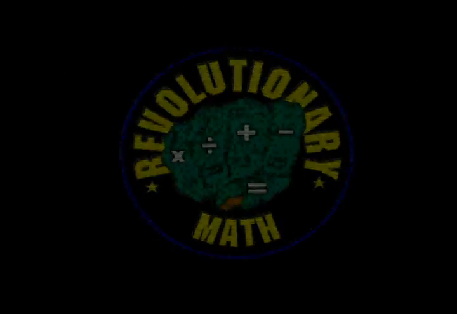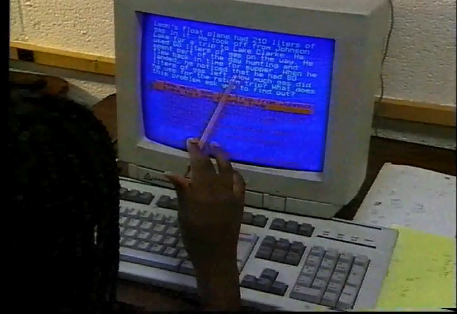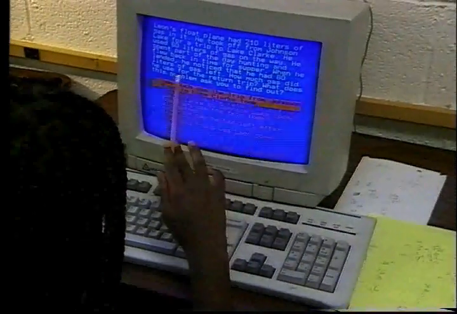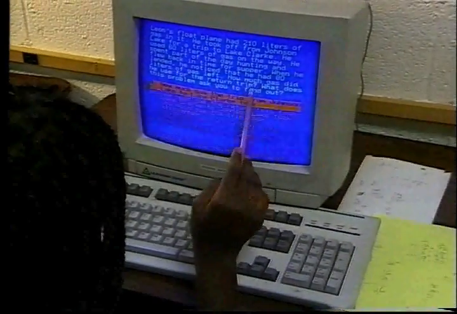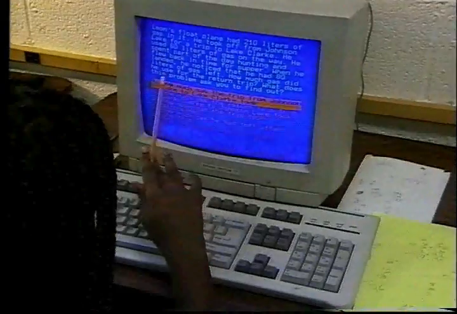Revolutionary math. We focused on basic math to teach and reinforce the foundation of math, such as addition, subtraction, division, fractions, and study skills. I've learned reducing fractions. Which means what? Which means you have to take a fraction and reduce it to its lowest terms. How do you do that, though?